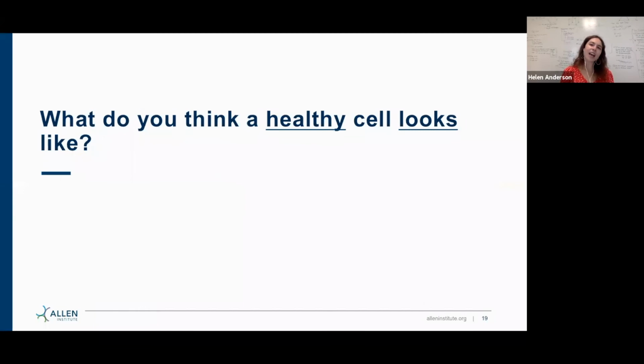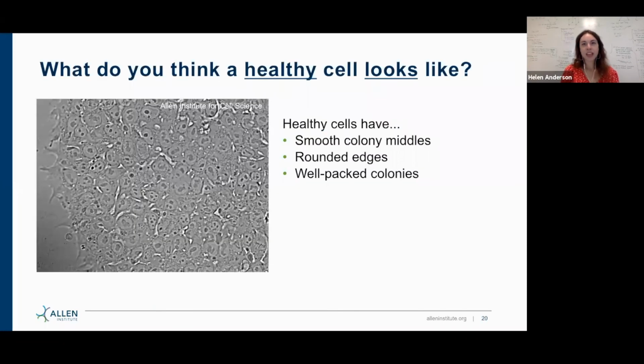Now, what do you think a healthy cell looks like? We've seen some images so far of healthy cells under a microscope. Here at the Allen Institute, our healthy stem cells have smooth colony middles, rounded edges, and well-packed colonies. What that means is that when our cells are healthy in the lab, they have smooth colony middles because we grow them on these plastic plates in a liquid medium. Medium is a fancy word for liquid that contains the nutrients that cells need to be healthy.